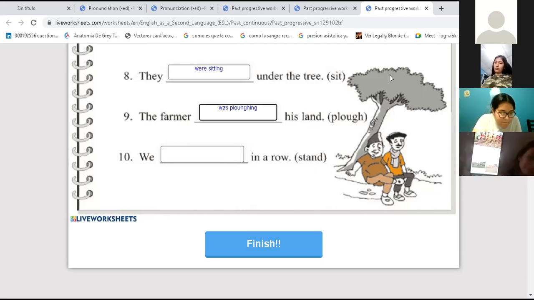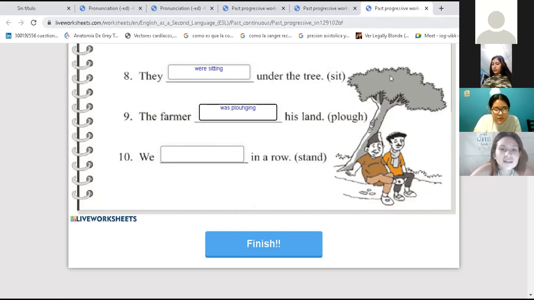Stephanie, but bluffing, you added an extra H after the U, and look at the base form, it doesn't have it. Sorry, teacher. So after the U, delete a letter. Delete that. Ploughing. Yeah, very good. Like that.